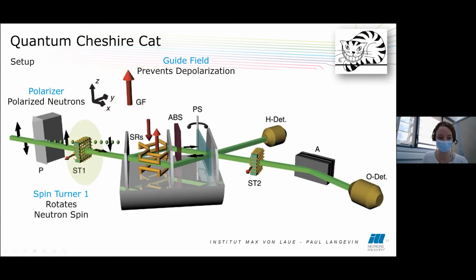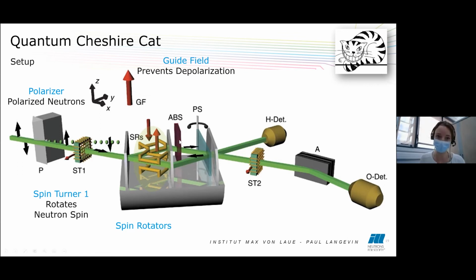Then we have a spin turner here, which rotates the polarized neutrons by 90 degrees before they enter the perfect single crystal interferometer. The spins in path 1, which is the lower part of the experiment, are then rotated by the spin rotators to have a direction anti-parallel to the neutron's direction of flight, which is indicated with this black arrow here. However, the neutrons in the upper part are rotated to have a spin direction parallel to the neutron's direction of flight.